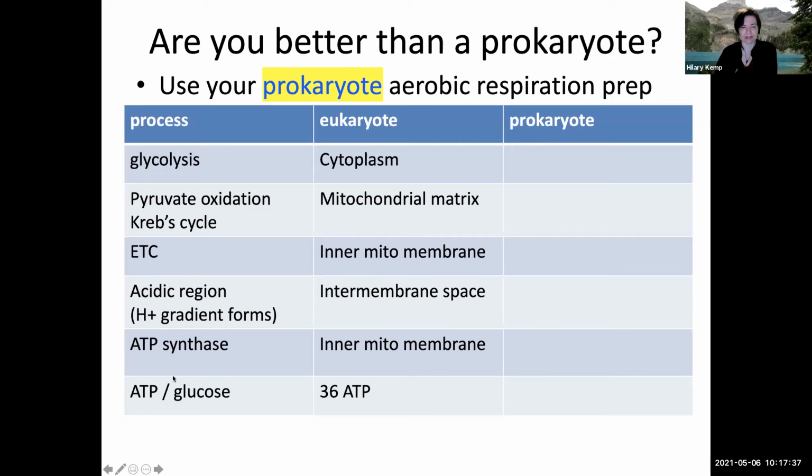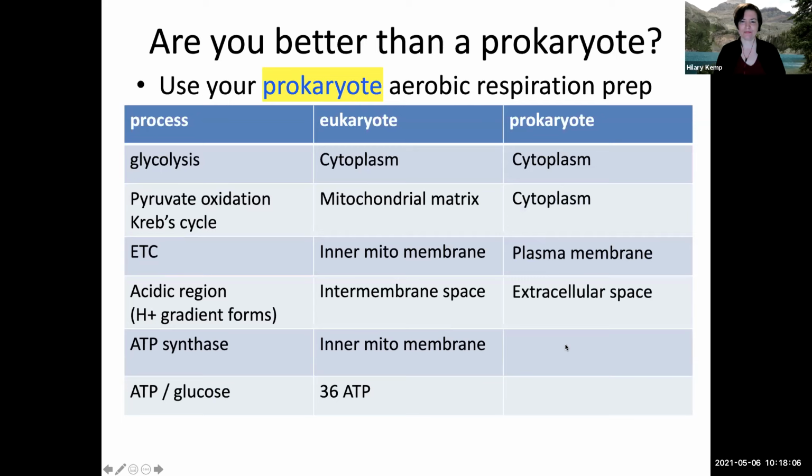Okay, last comparison. We said that in eukaryotes, we make 36 ATPs on average per glucose. How much ATP is made in a prokaryote? Is it the same? Is it less? Is it more? Are prokaryotes worse or better than you? Great. 38. Prokaryotes are better than you. We've established that.